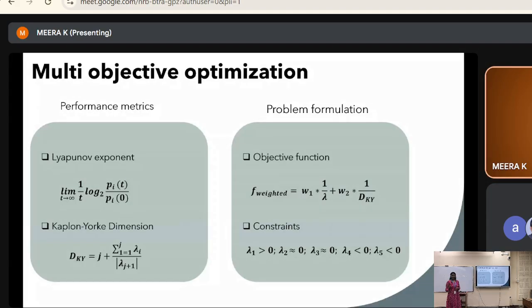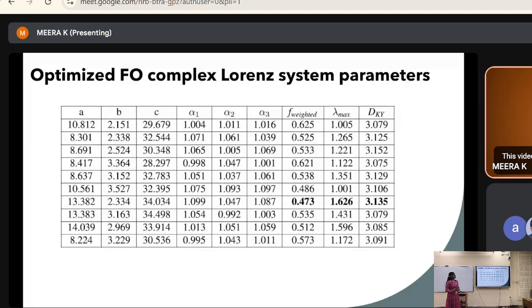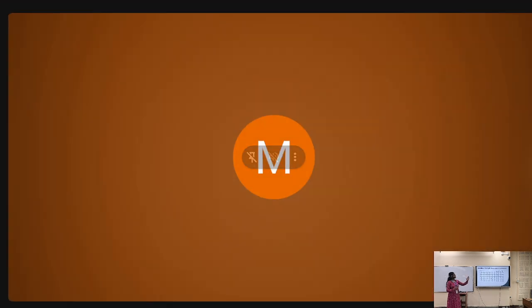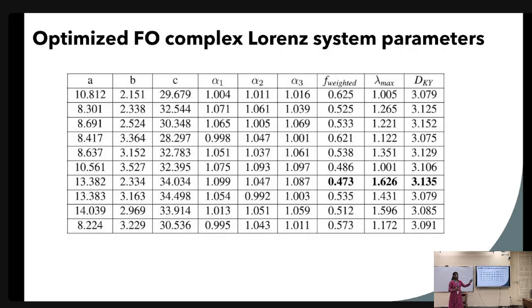Based on these constraints, we did a multi-objective optimization using sequential quadratic programming, and we ran numerous simulations. The values we got for 10 simulations are listed here. We could see for which parameter values we got the maximum lambda and maximum DKY. The maximum lambda we obtained was 1.626 and the maximum DKY was 3.135.